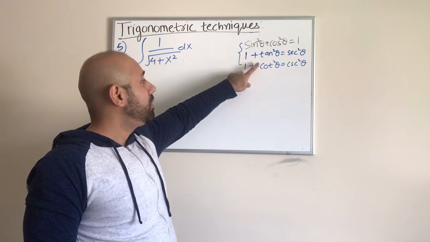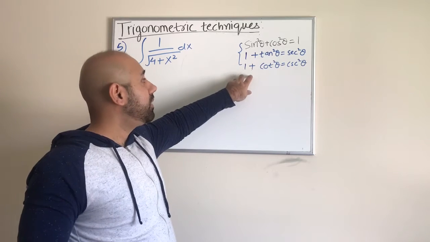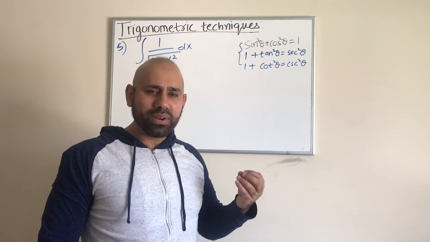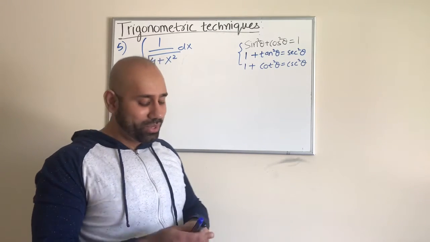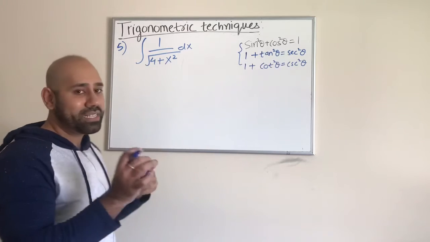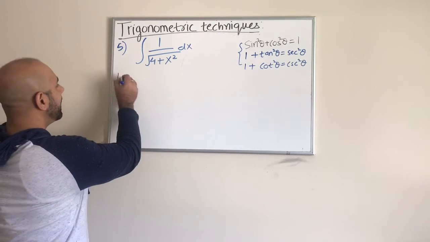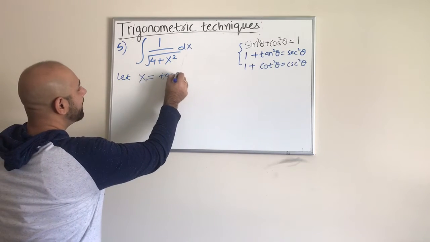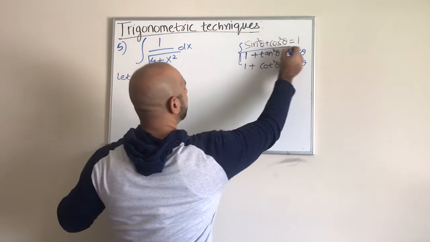Guys, you may want to try using the second one, third one, that's fine, but let us use the second one and see how we can use that to actually simplify or make sense out of this integral. So in order to do that, guys, we're going to use the right substitution, and in this case I'm going to say let my x equal to tangent of theta. So I'm using this second one.